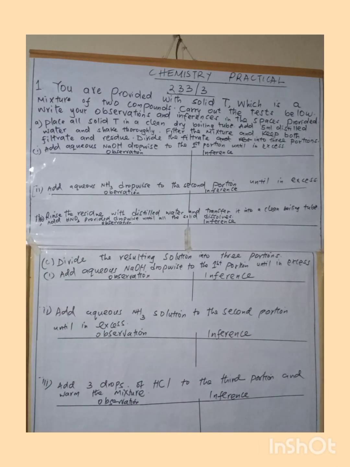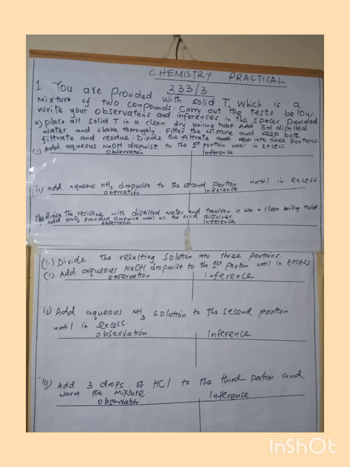You are provided with solid T, which is a mixture of two compounds. Carry out the tests below. Write your observations and inferences in the spaces provided. Place all solid T in a clean, dry boiling tube. Add 5 ml distilled water and shake thoroughly. Filter the mixture and keep both the filtrate and the residue. Divide the filtrate into 3 portions.